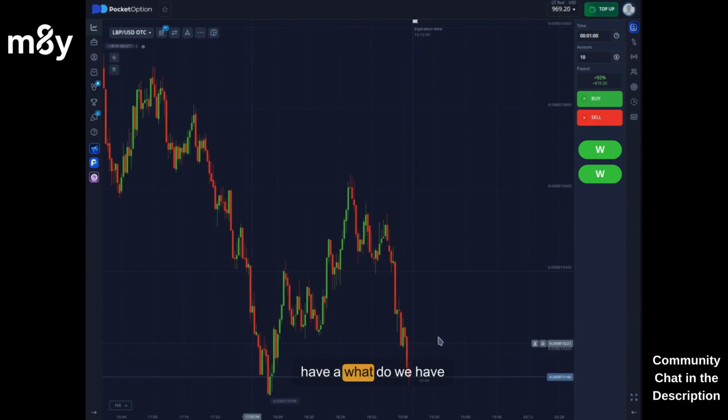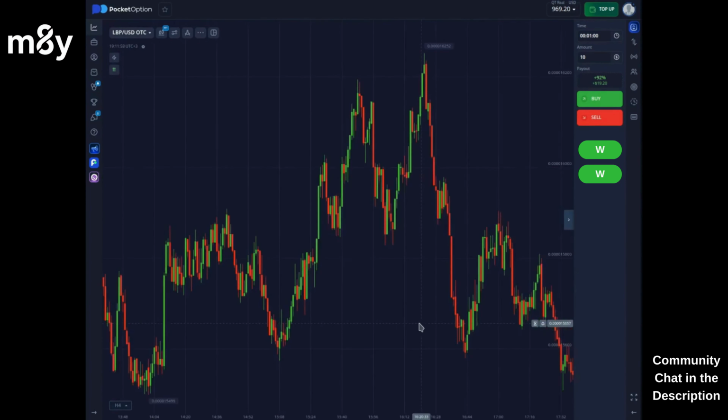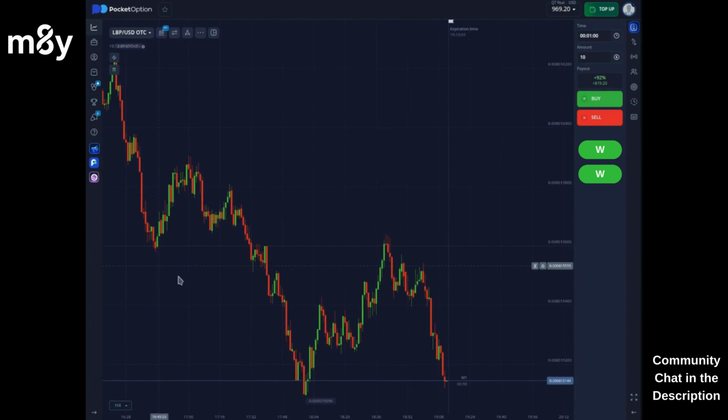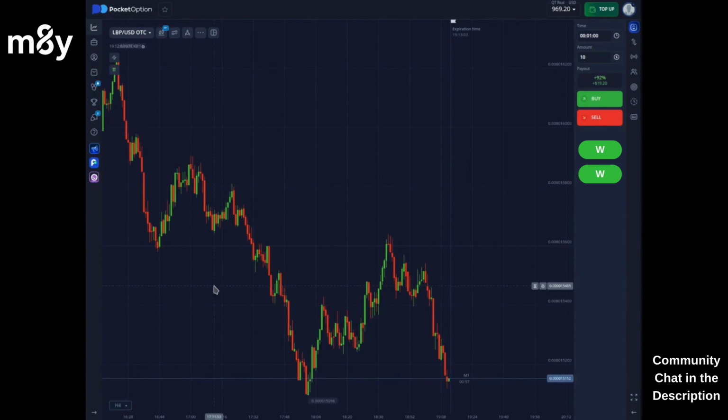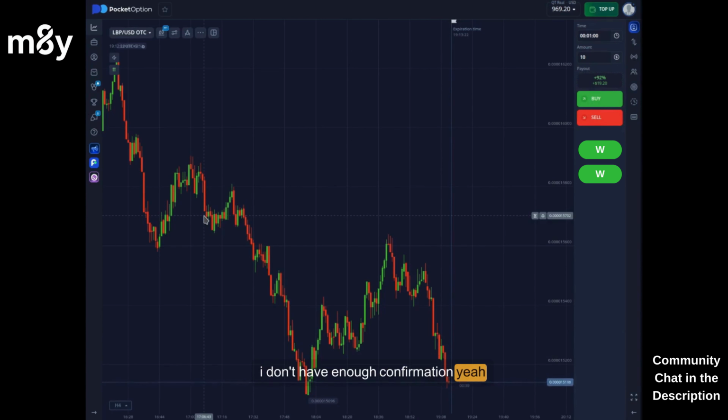Okay, what do we have in here? The candles mostly look like a bearish trend. I was thinking to open a buy trade in here, but since the trend is bearish and I don't have enough confirmation, I'm going to skip this trade.